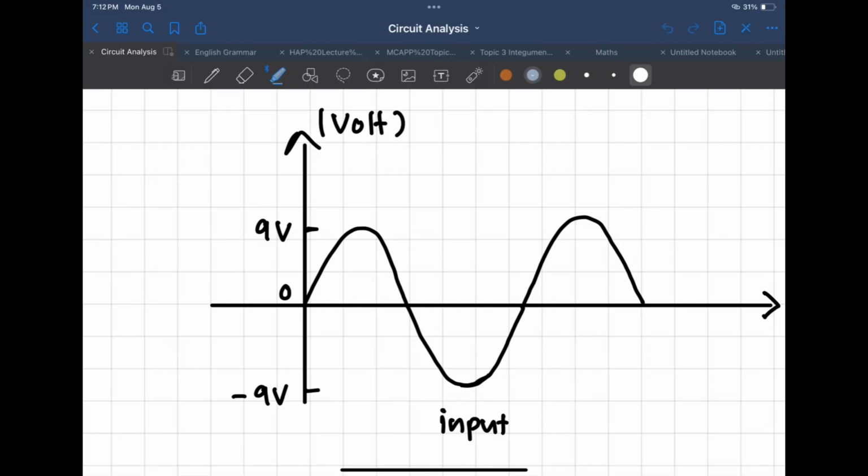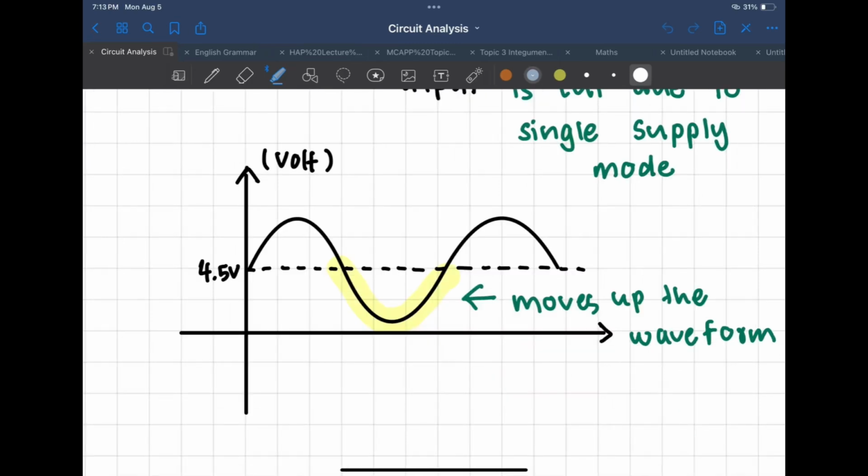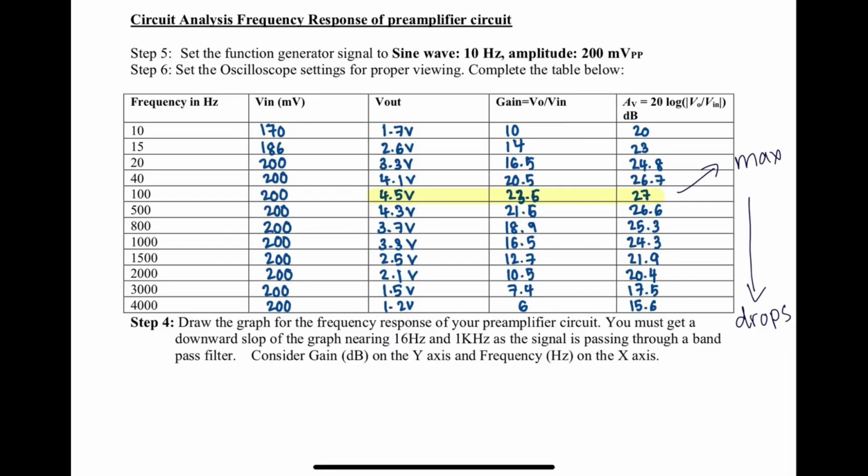Stage 1 operates in single supply mode, so a level shifter, which is a voltage divider, is added to move the waveform upwards, preventing any parts from being cut. From this table, as the frequency increases, the gain also increases until it reaches a maximum of 23 at 100 Hz, which is 27 dB. After that, the gain drops gradually. Frequencies higher than 100 Hz will cause the gain to drop.